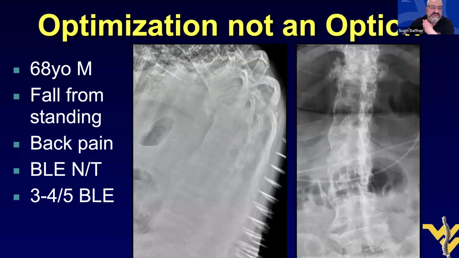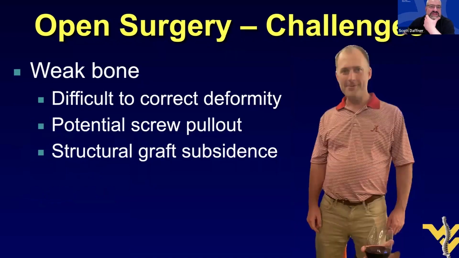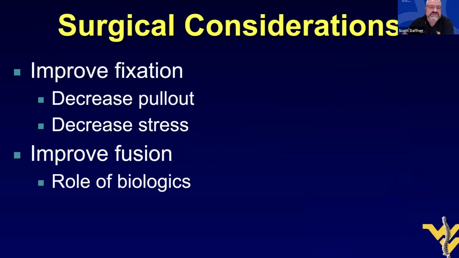Because we can't send them for bone health optimization. There's a lot of challenges when we're dealing with open surgery, right? So the bone is terrible. So whether we're trying to correct this patient's kyphoscoliosis here, or whether we're dealing with an acute fracture, we've got to worry about the risk of screws pulling out. We have to worry about our bone grafts, our interbodies, and structural grafts subsiding into the bone. So it's a lot of challenge.